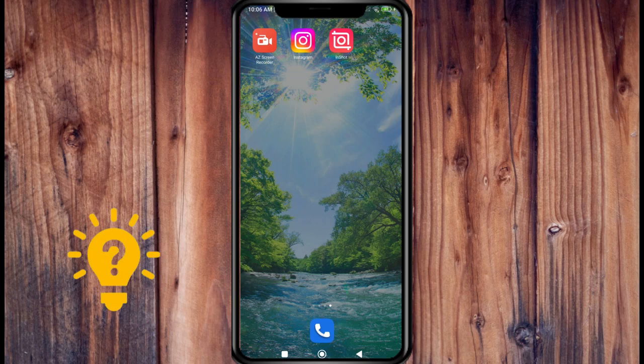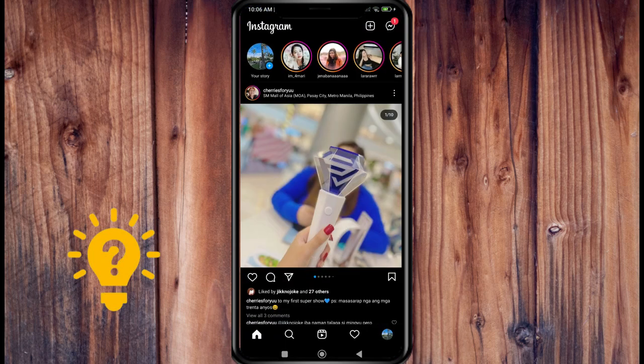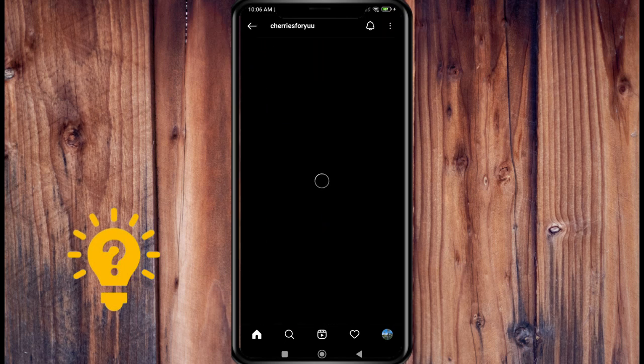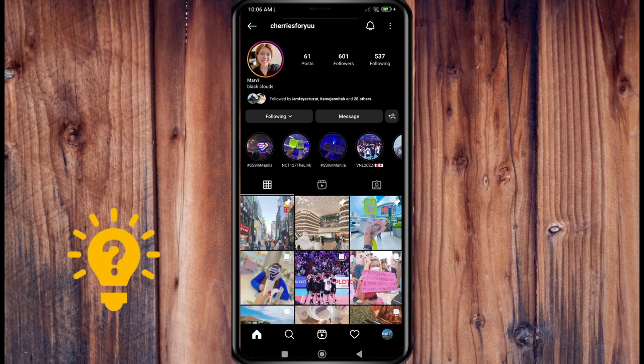I'm going to go in my Instagram app. And if I wanted to look at someone's followers, I can just click on that person and it brings me to her profile. And at the top, you can see followers in the middle, and click on that.